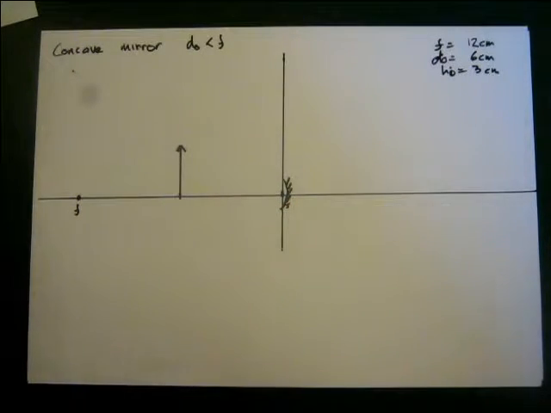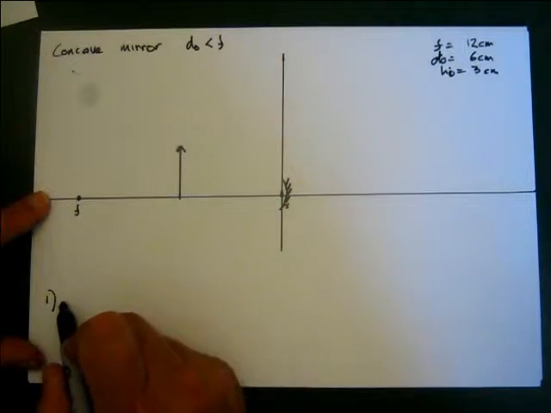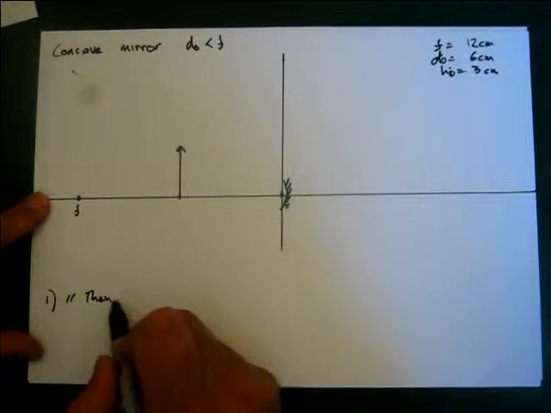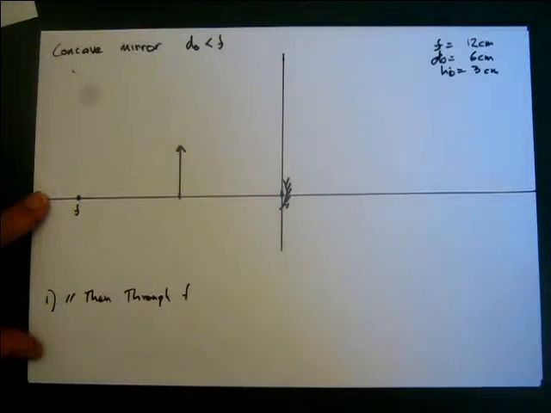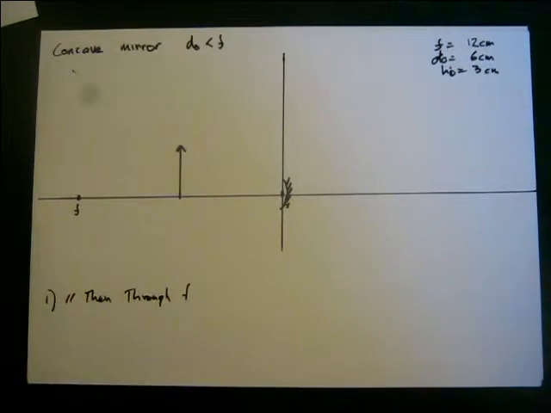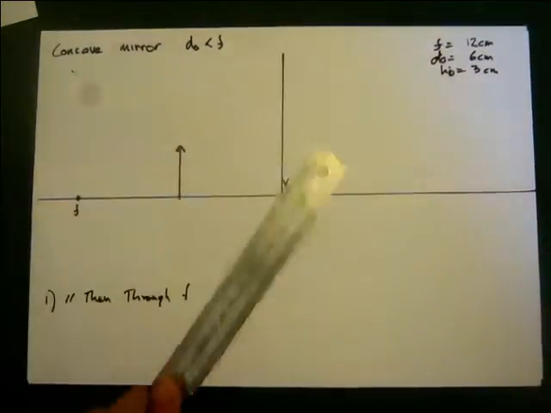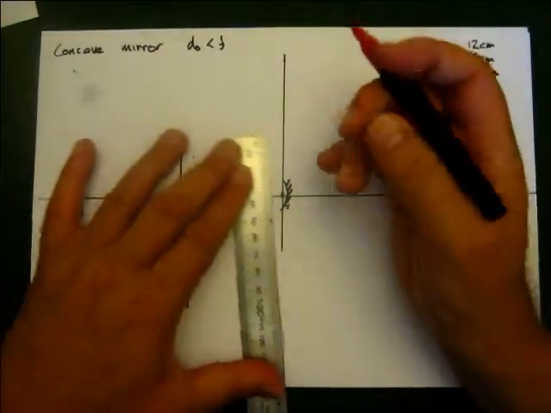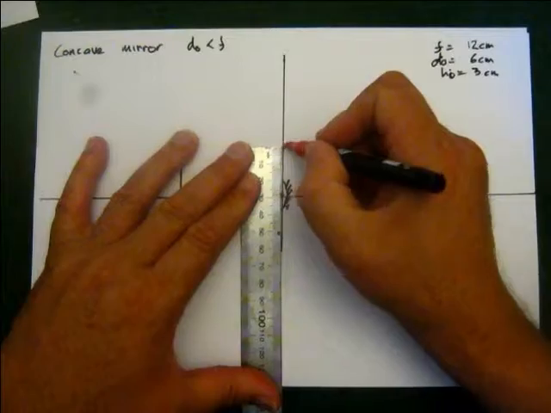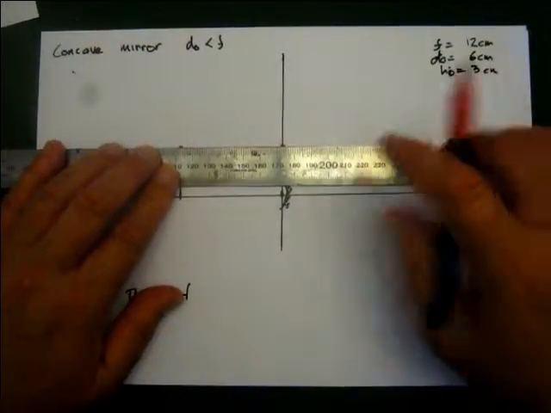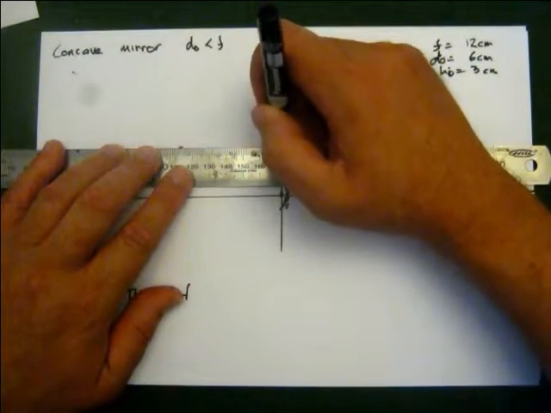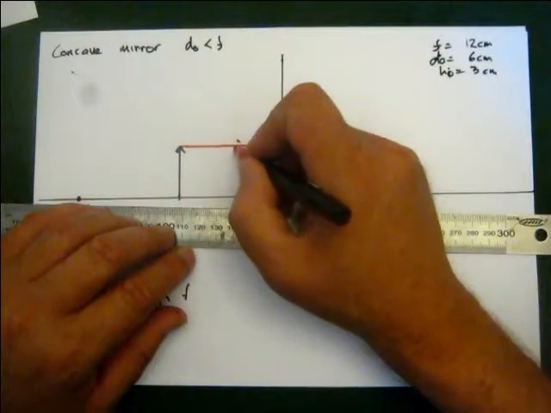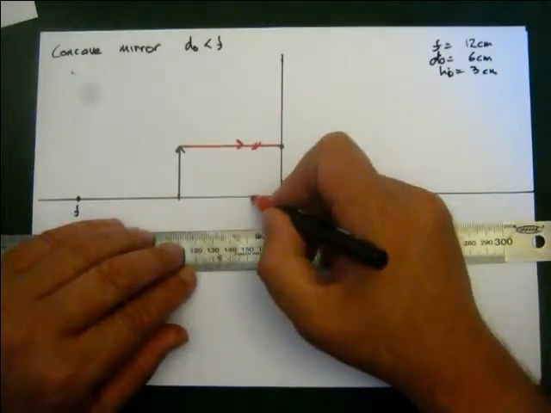So how do we draw this? And again, we do the same thing. The first line is parallel, then through F. Okay, this is going to be a little more tricky, but I'll show you what I mean when I say through F. So the first thing we do is we draw parallel. So let's make sure. So that's going to be parallel. That is there, and this is parallel to that one.